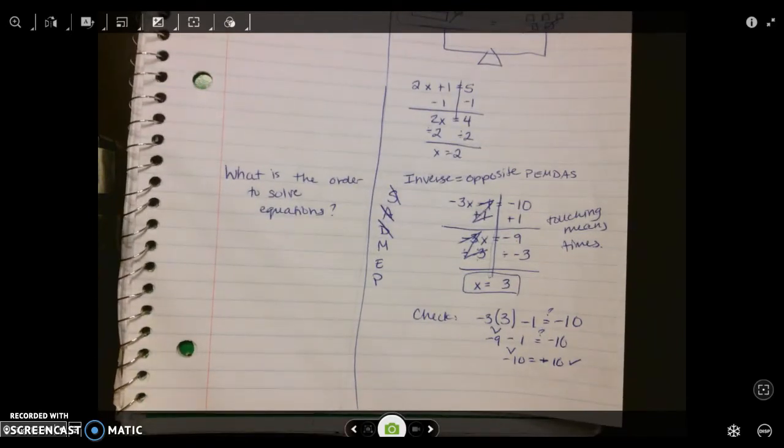So that's typically what we do when we're solving equations. Now we're going to start getting to more complex equations where we have combining like terms, where we have variables on both sides, where we have some distributive property. But this is just kind of the basics of what we do when we're solving equations.